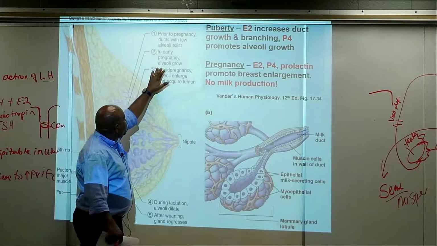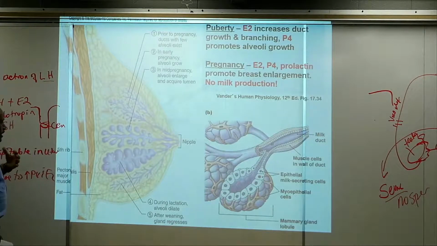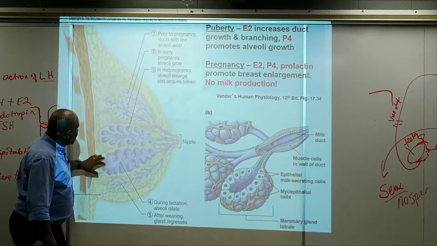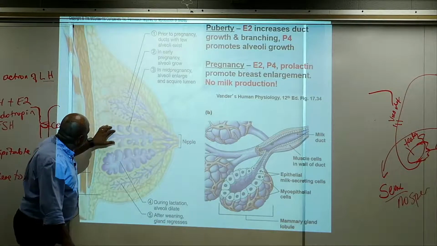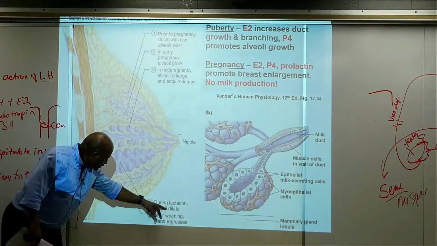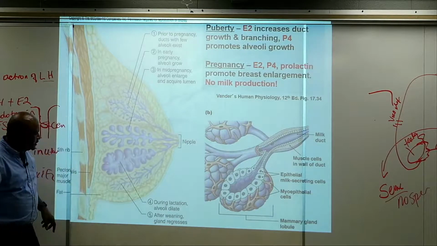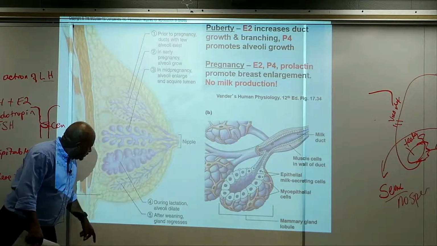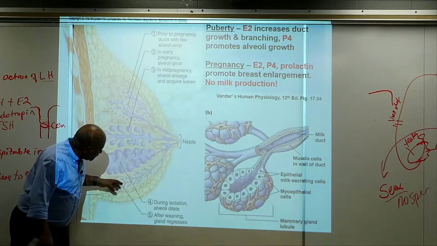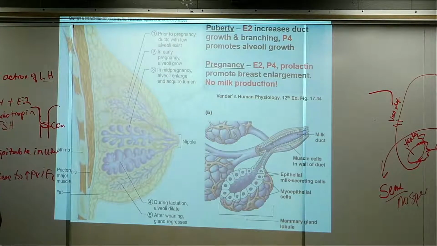During early pregnancy, alveoli are growing through the action of progesterone. Progesterone is acting on breast growth, and then in the middle of pregnancy, we see here a very large amount of alveoli. Then during lactation, there will be huge and very filled alveoli dilated here. Once weaning takes place, there is no milk production, and the alveoli are getting smaller and smaller.